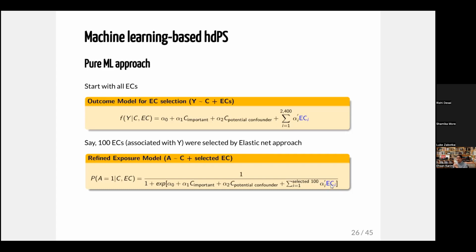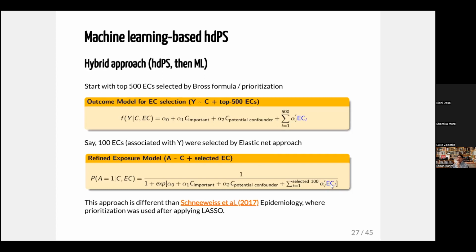And notice that we did not use Bross's formula anywhere here. So this is a pure machine learning approach, right? We also had a hybrid method where we first used the high dimensional propensity score algorithm to select the top 500 empirical covariates based on the Bross formula, and then we ran a machine learning method. For example, it could be the elastic net method on those top 500 empirical covariates, as well as the investigator-specified covariates.